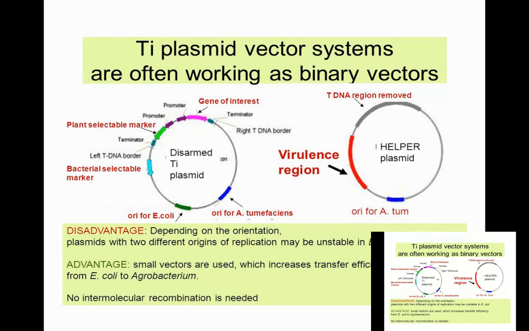Now the advantages of such a vector: it is easy to handle. Small vectors can be used. The difficulty is that two plasmids should be present at the same time in the bacteria, and therefore it is usually unstable. So we get less recombination.